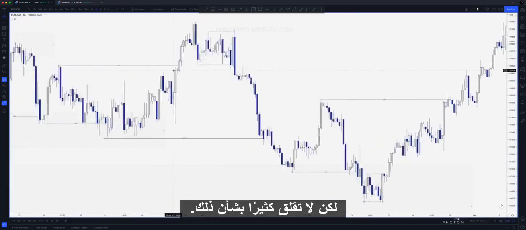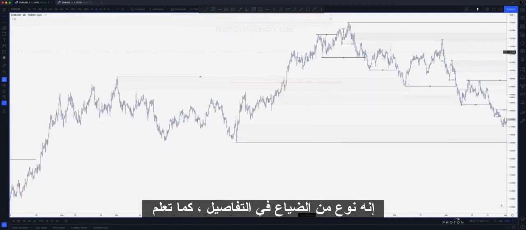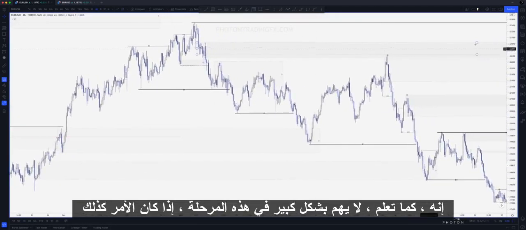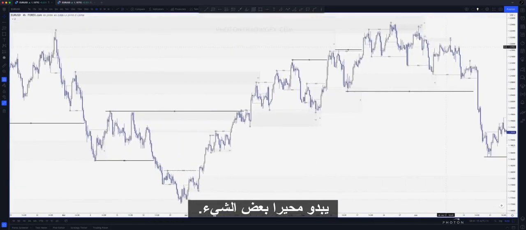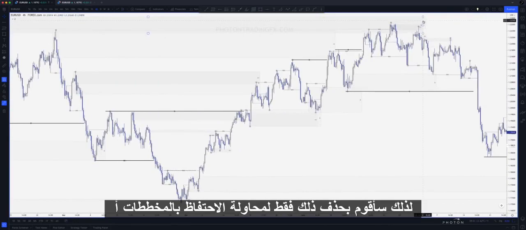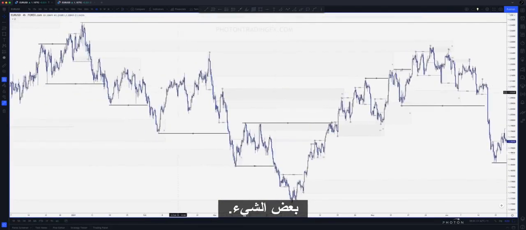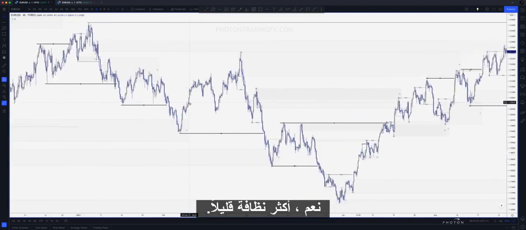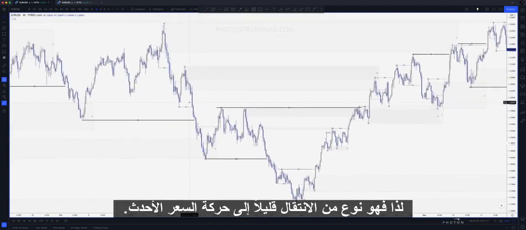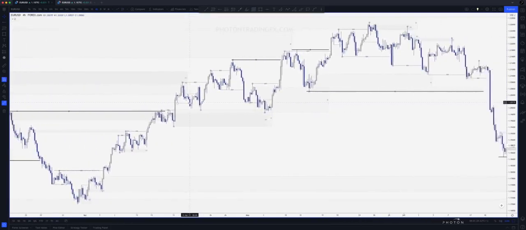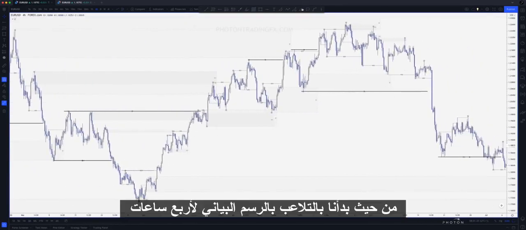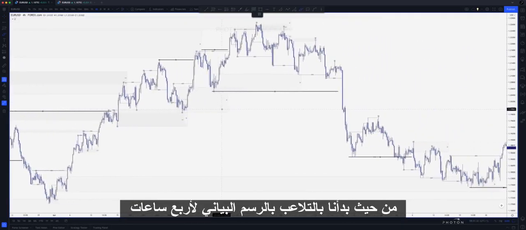But don't worry massively about that. It's a little bit more like getting lost in the detail here. It doesn't massively matter at this stage if that seems a little bit confusing. So I'm just going to delete that to keep the charts a little bit more clean. So let's go over to the more recent price action from where we started to play around with the 4 hour chart in the prior lesson.